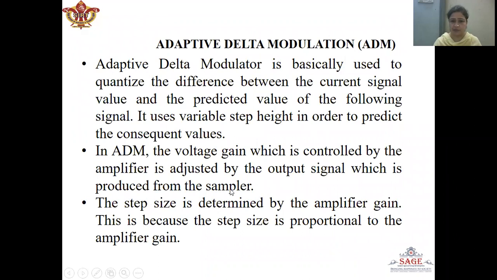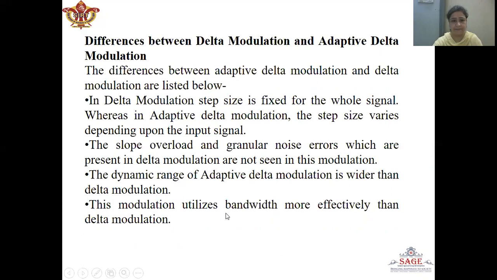So adaptive delta modulator is used to quantize the difference between the current signal and the predicted value of the signal. It uses variable step size in order to predict the consequent values. In ADM, the voltage gain, which is controlled by the amplifier, is adjusted by the output signal, which is produced from the sampler. The step size is determined by the amplifier gain so that the step size is proportional to the amplifier gain.